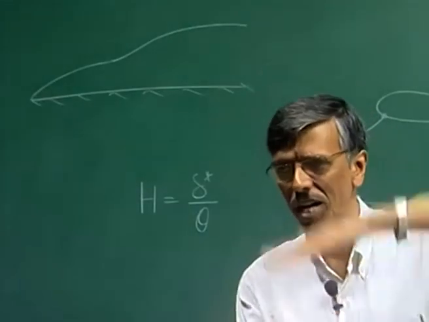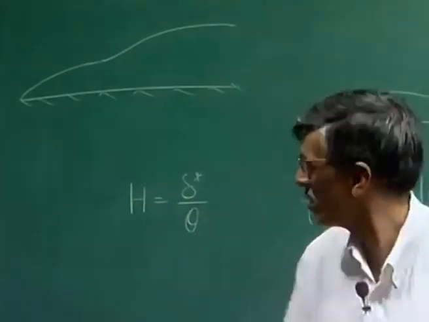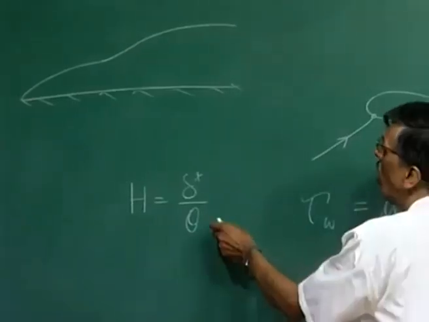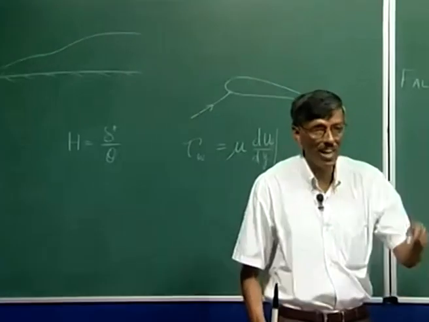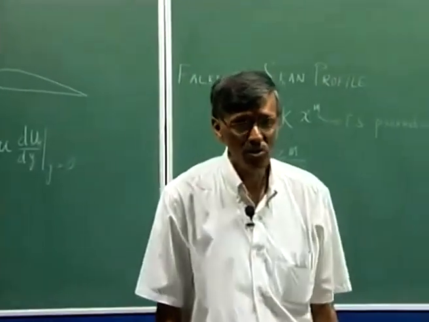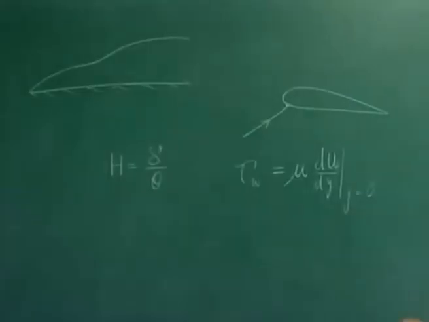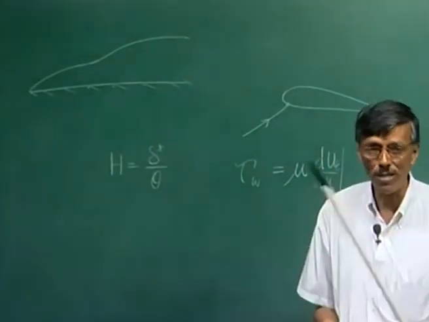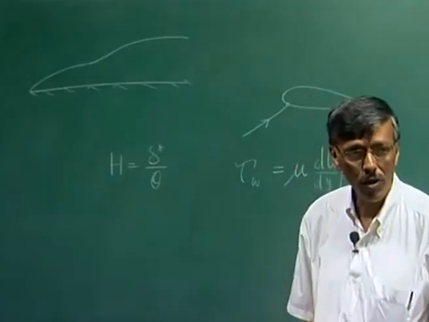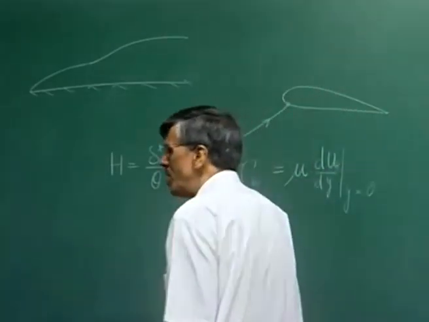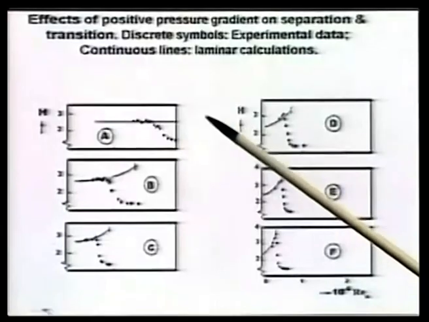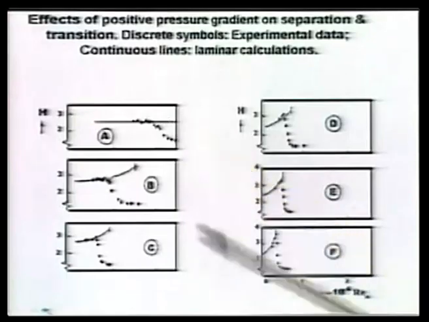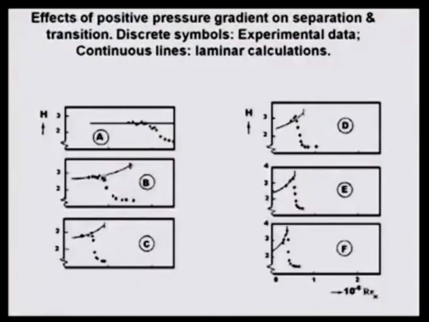So, of course, the shear layer would appear thicker, but the corresponding growth in theta is much larger than the growth in delta star. So, the two together actually conspire to give you a value of H which is much lower for turbulent flow as compared to laminar flow. So, whenever you see such a thing happening, that H falls off, that is an indication of transition.